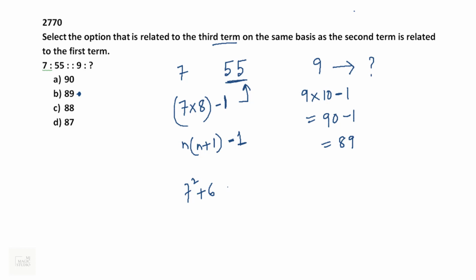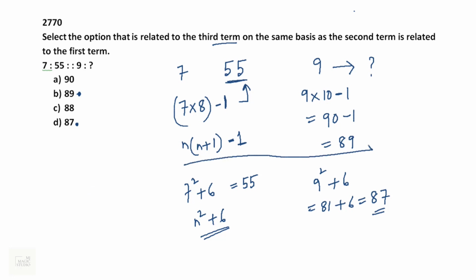Now, can I have some other answer also? If I do 7 square plus 6, it is giving me 55. That means n square plus 6 can be the notion also. 9 square plus 6 is 81 plus 6, that is 87. And ironically, 87 is also there in the option. Your call. What should be taken? But I'll go with 89 because least number of constant terms are used.